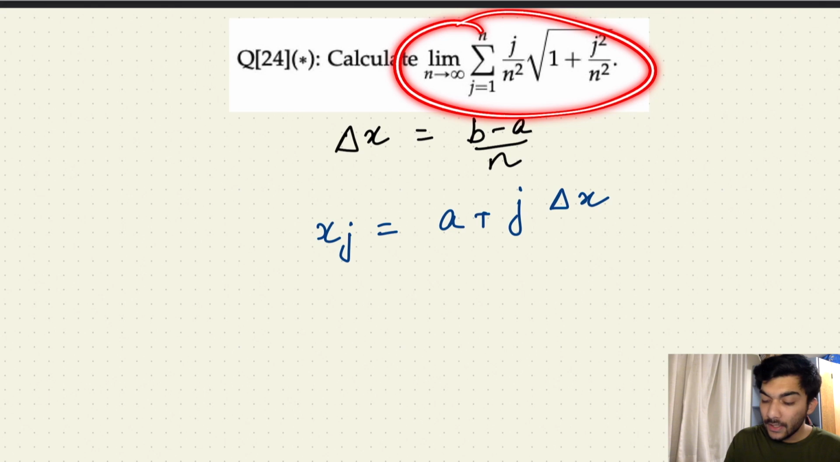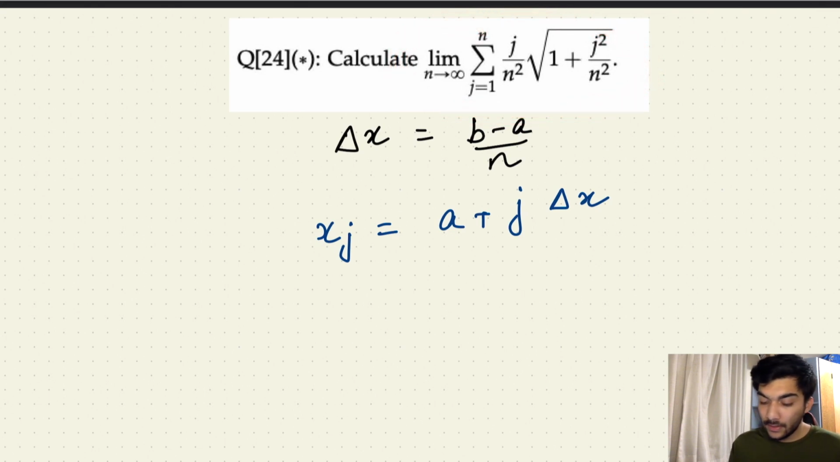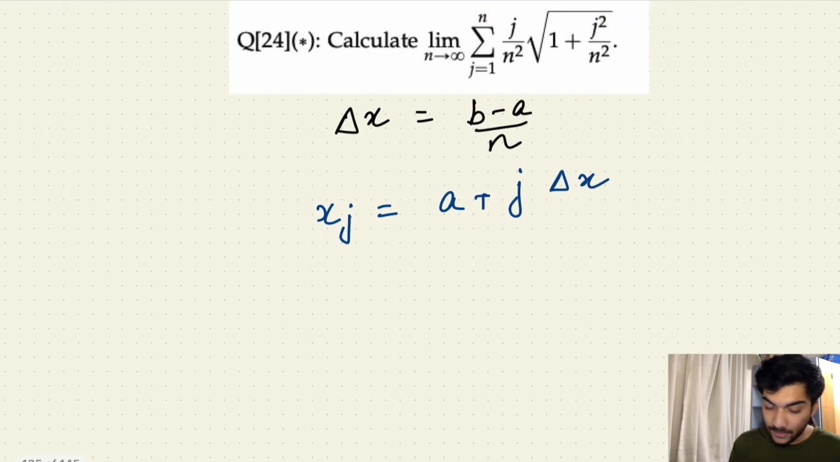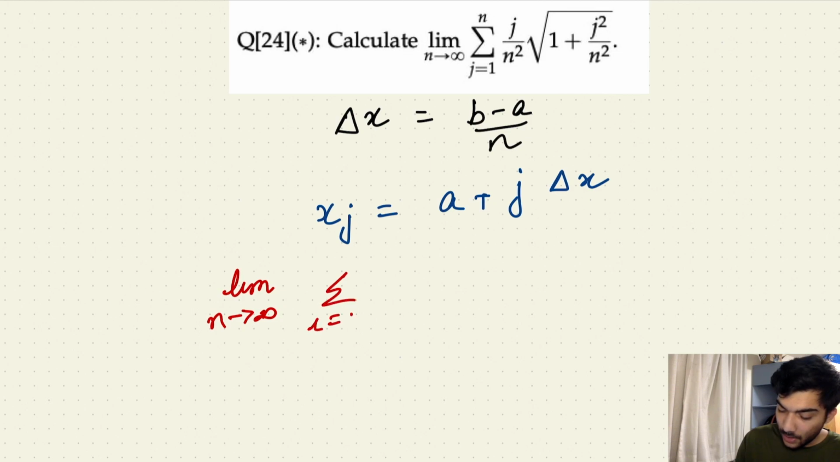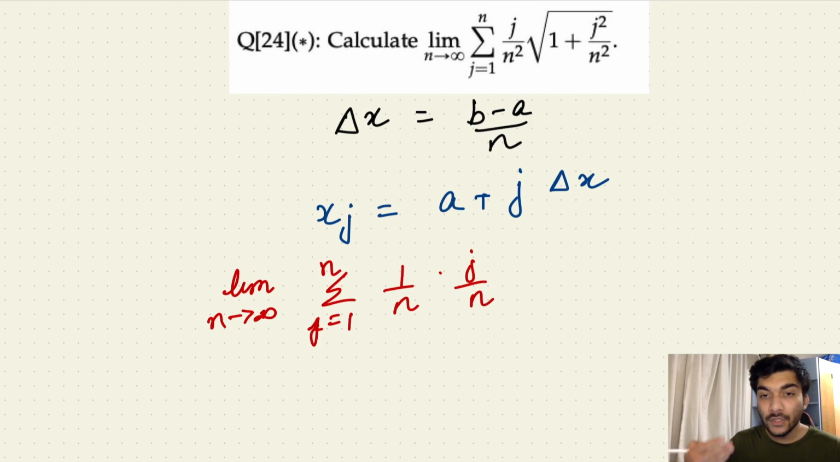And now let's write this equation and identify our delta x and xj in this case. So if we write the notation again, this is limit n goes to infinity, sigma j goes from 1 to n. j over n squared can be written as 1 by n times j by n, because in these types of questions, we always look for a j by n or i by n term. So we'll break this j by n squared part into 1 by n times j by n.